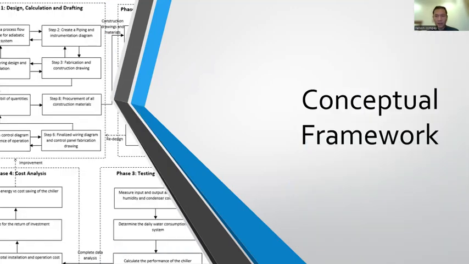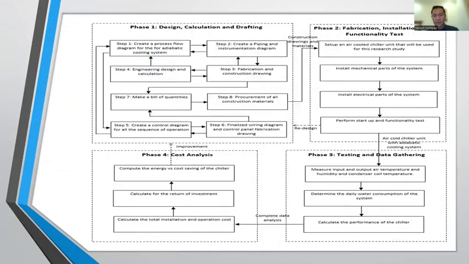So this is the conceptual framework. The process was divided into 4 phases, and each phase has its detailed procedure that needs to be followed. The first phase is the initial stage of the design. The initial stage of design will be conducted by creating a process flow diagram for an adiabatic cooling system. The output of this step will be used to create the next step, which is the creation of piping and instrumentation diagram.